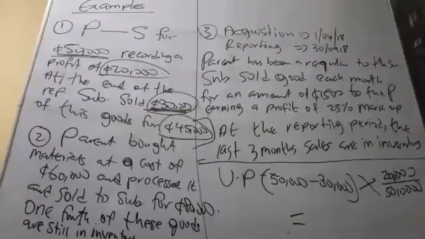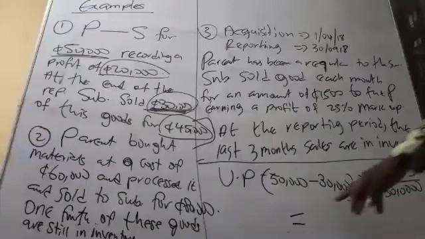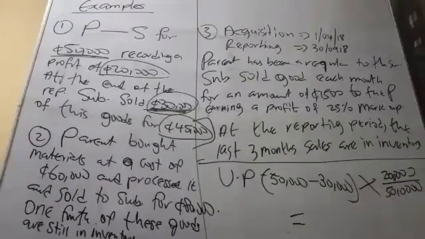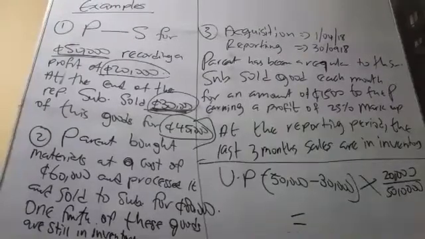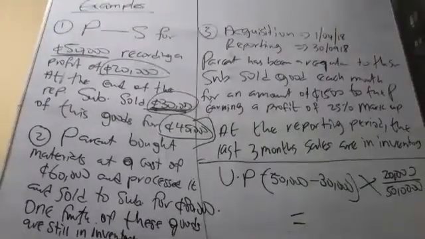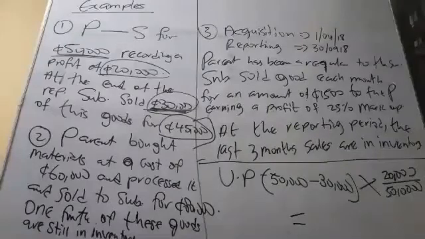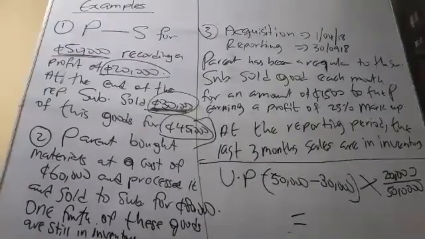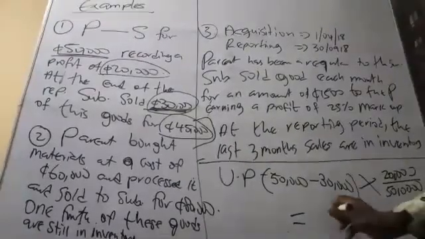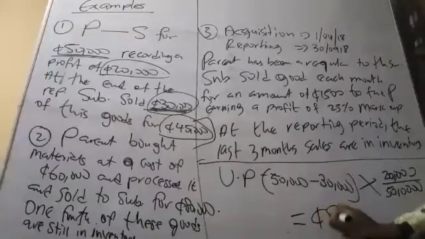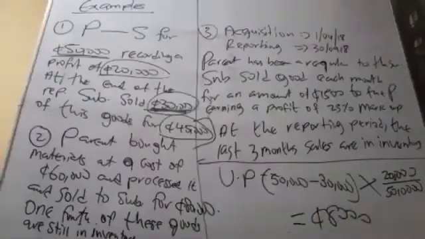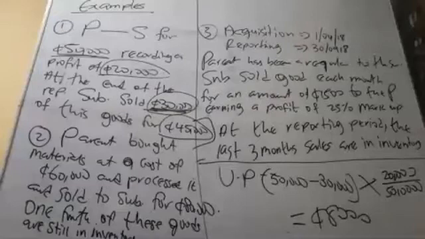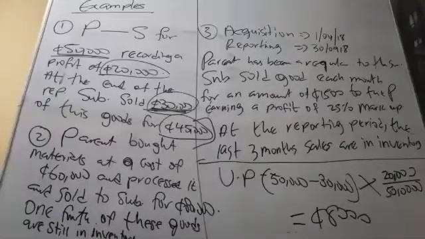So 20,000 times this. This gives us 2 over 5, which gives 8,000. So the unrealized profit is 8,000. That's the first method for this particular question.